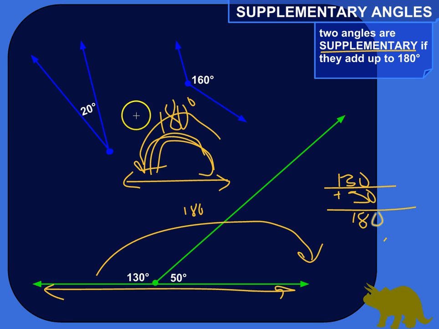But you can also have supplementary angles like this, just out in the abyss floating around. And if they add up to 180 degrees, they're still supplementary because you could actually attach them to each other and make a nice complete 180 degree angle here. So these two are supplementary because 160 plus 20 is equal to 180. So those are supplementary angles there.